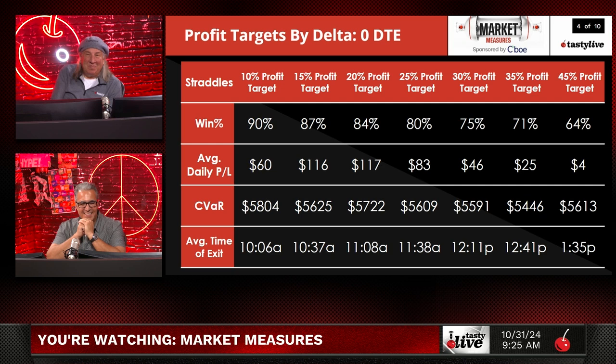And 87% for the 15% profit target, $116 getting out at 10:37, and the last one was at 84%, $117 getting out at 11:08. After 11:08, everything starts to go downhill. So the whole answer here is you've got anywhere from an hour to 2.5 hours. That's it. If you're selling straddles, that's all you got. You're on your own. You're flying blind kind of thing. That's the best we can do for you.